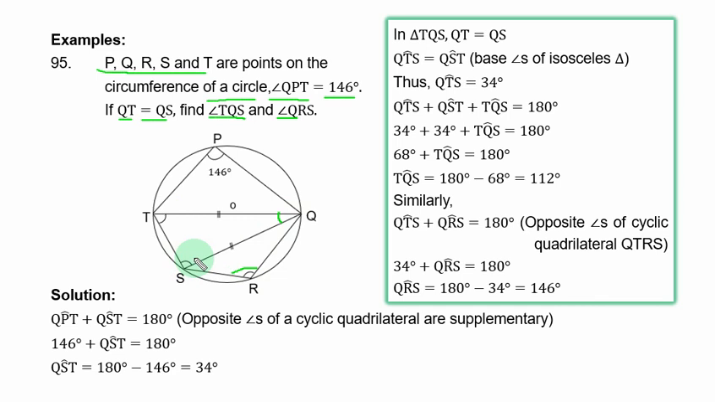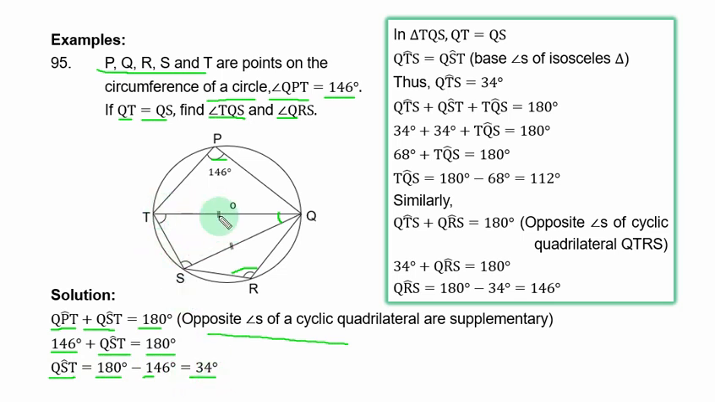So considering the cyclic quad PQST, you have it that angle QPT plus angle QST, that is this angle plus this angle, is equal to 180 degrees. You have the reason. Angle QPT is 146 degrees plus angle QST equal to 180 degrees. Therefore, angle QST becomes 180 degrees minus 146 degrees, and that is 34 degrees.